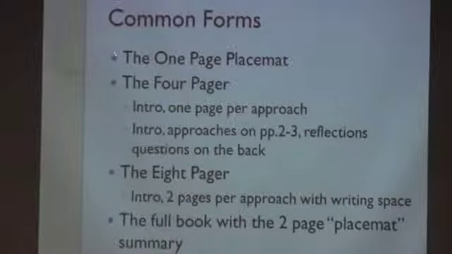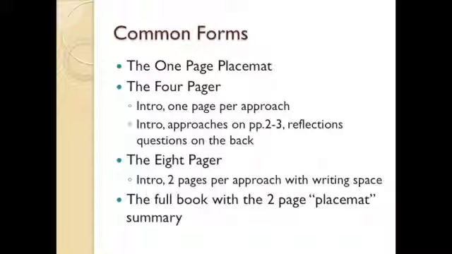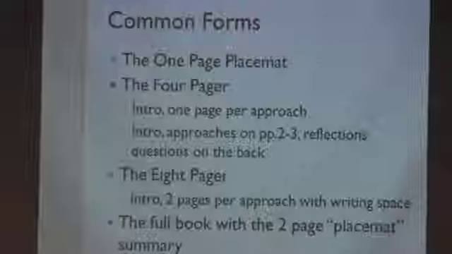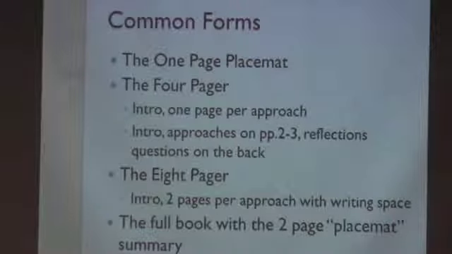So the common form, you might just have that one-page placemat. The 4-pager is you have 1 page for the introduction and then 1 page for each approach. A lot of times we'll do the 11 by 17, so it folds, right? So they have a title page, and then you open up, and you might have the 3 approaches across these pages, and then on the back you have some kind of discussion questions or reflection questions, right? So that's one easy way for the students to work it. But that's if they have access to 11 by 17 paper or something.